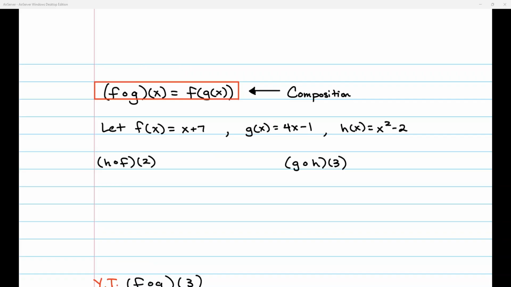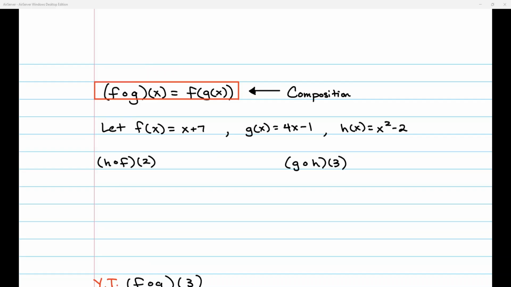I like to say f after g of x, just because it makes me think, oh, g of x needs to go first. All right. So f after g of x is equal to f of g of x. That's what we're going to be working on today. We're basically sticking one function inside the other.